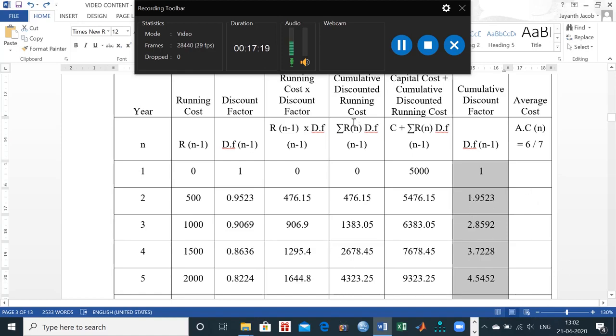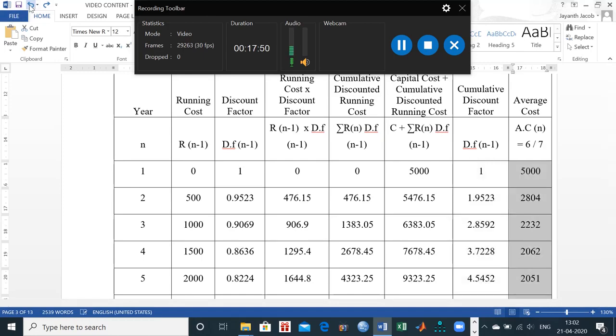And the last column is column 6 divided by column 7. The total cost, which is column 6, including the capital cost plus the cumulative discounted running costs, divided by the cumulative discount factor. So if you fill these values, it should be 5,000 by 1, 5476.15 divided by 1.9523, 6383.05 divided by 2.8592, and so on. Do this, and then we have these values here.